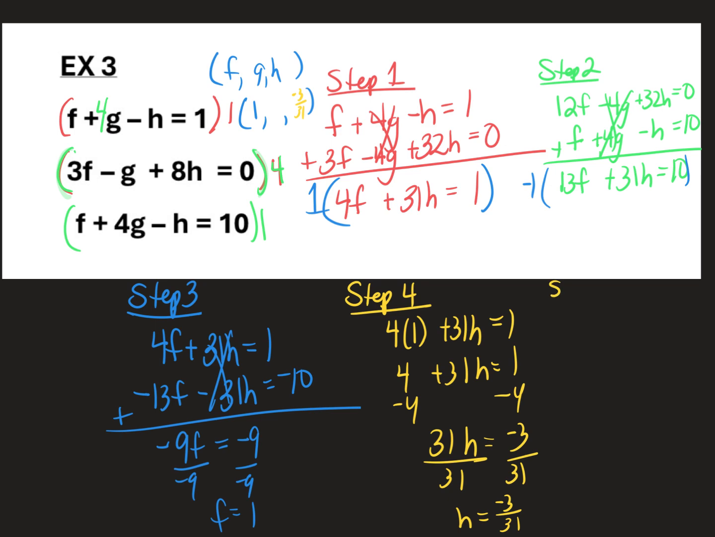And now let's take the answers and put them into one of the equations. I'll just use the top one. F plus 4g minus h equals 1. So 1 plus 4g minus 3 over 31 equals 1. I think I actually found a mistake here.